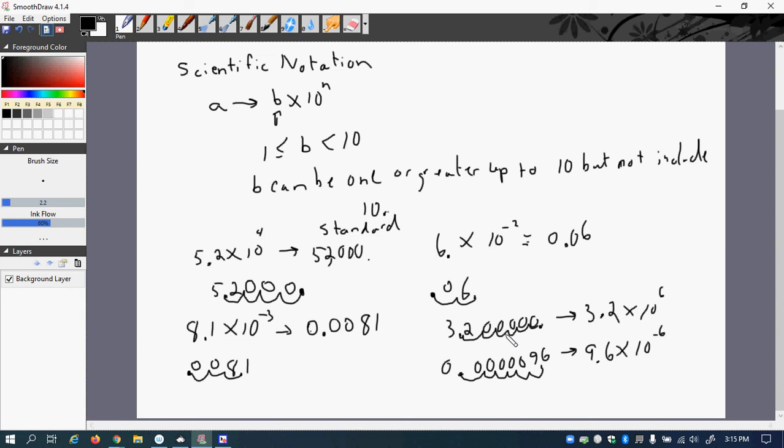Okay. So notice though, you want to make sure that the B here is always 1 or greater and less than 10. Can't be 10 or anything bigger than that. So it can be any number in between. That's what the B has to be. So that's how you determine that.